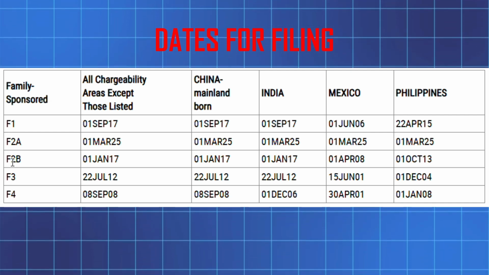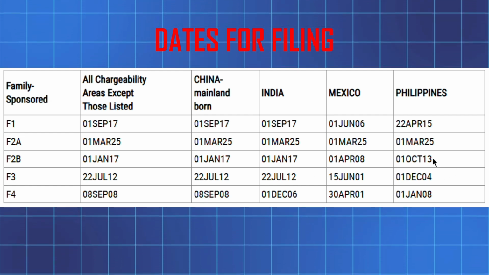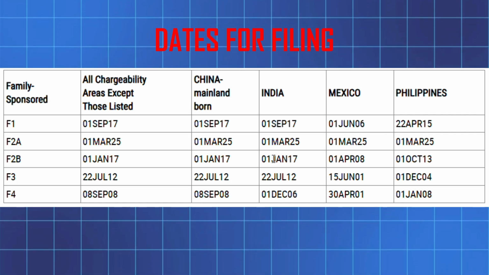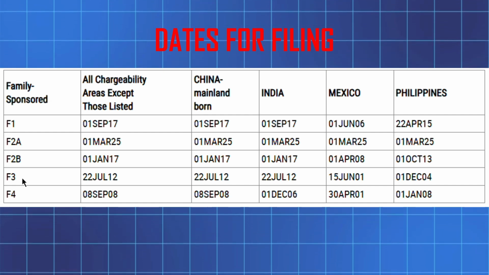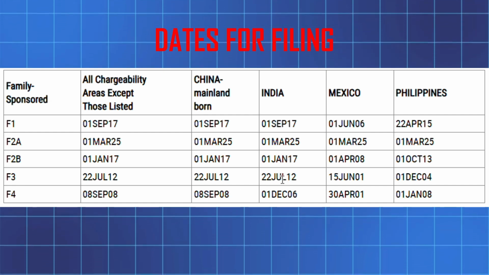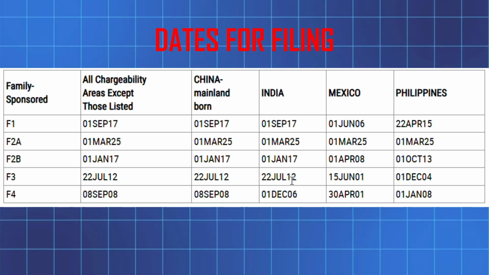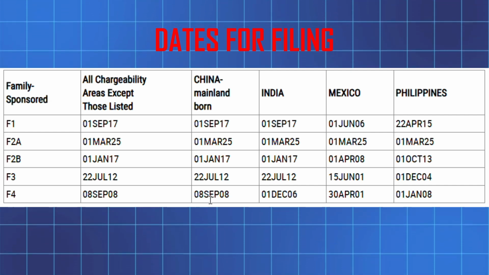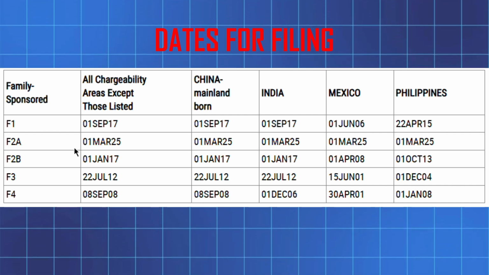F2B, just the same thing. You check the dates, okay, right here. For example, for the Philippines, October 1st, 2013. For India, it's January 1st, 2017. If you're in the F3 category, check the date. Let's say from India, it's going to be July 22nd, 2012. If you are in F4 category and you're from China mainland born, it's going to be September 8, 2008. So that's how you check the chart.